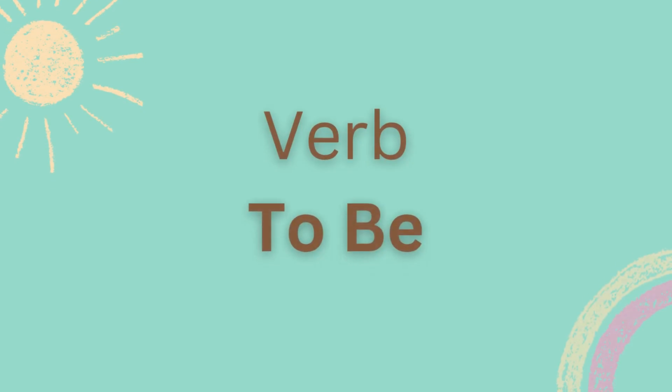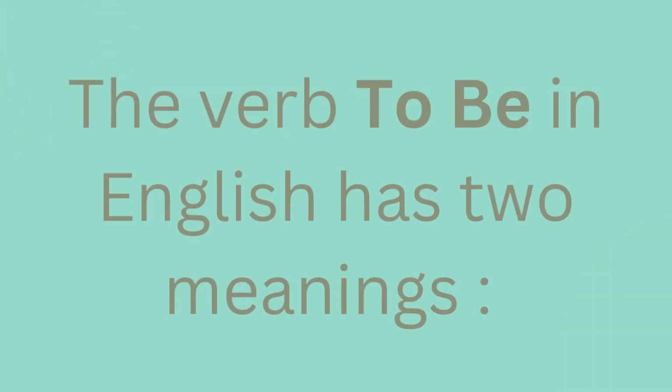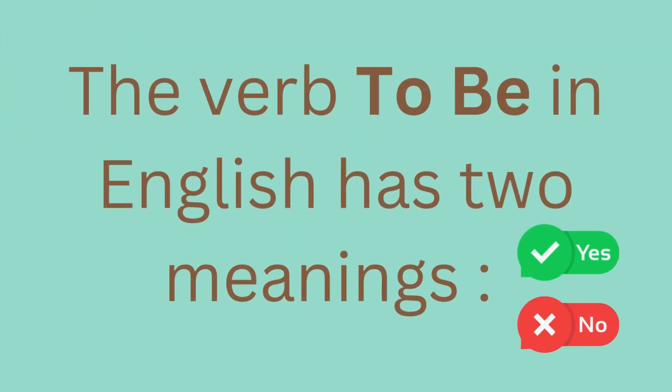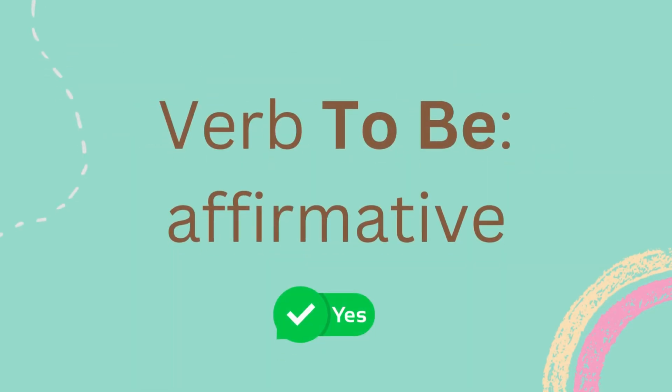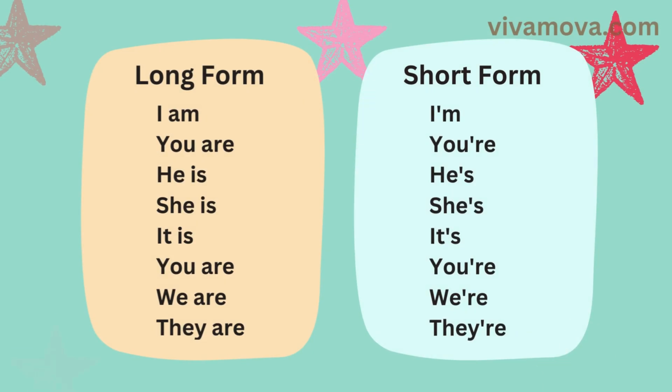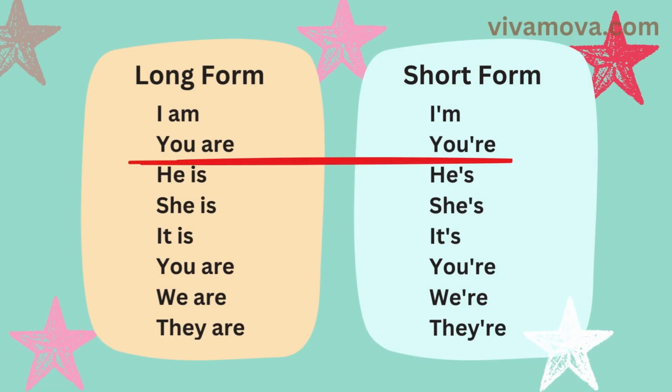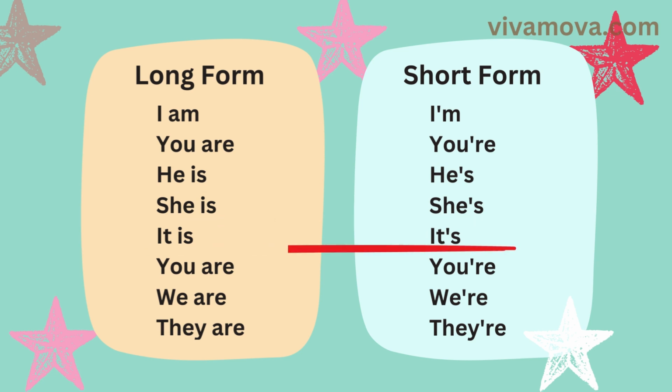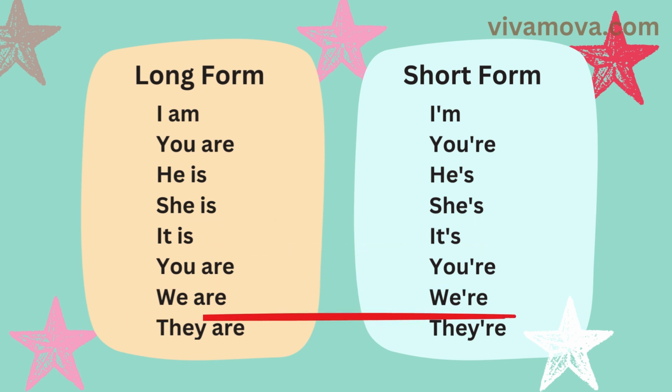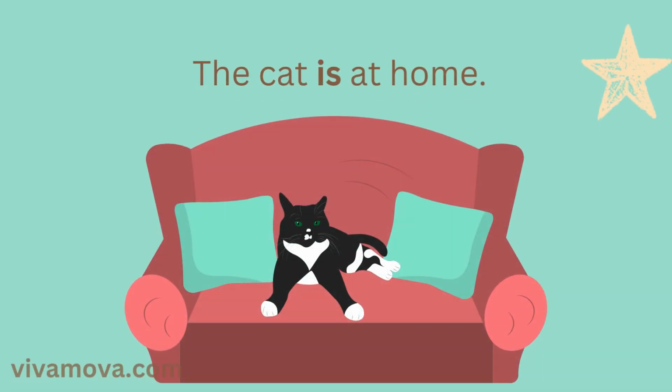The verb to be. The verb to be in English has two meanings. Affirmative: I am, you are, he is, she is, it is, you are, we are, they are. For example, the cat is at home.